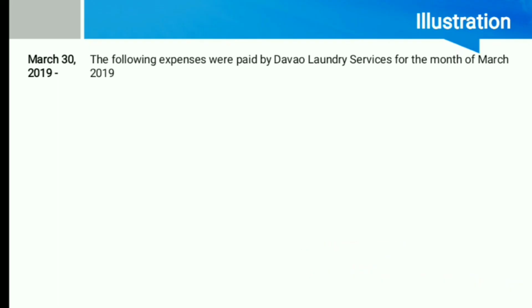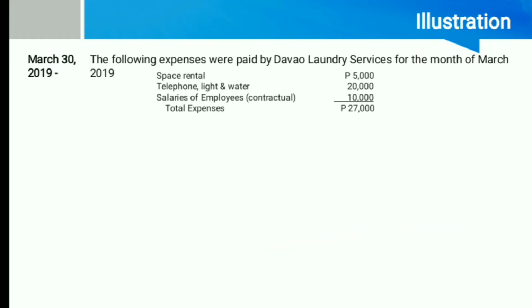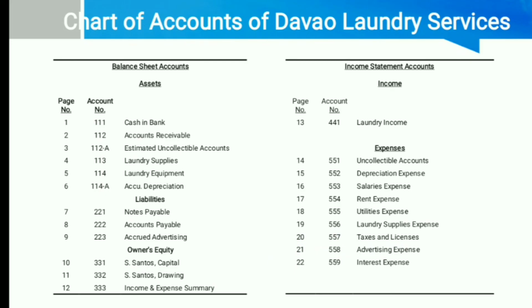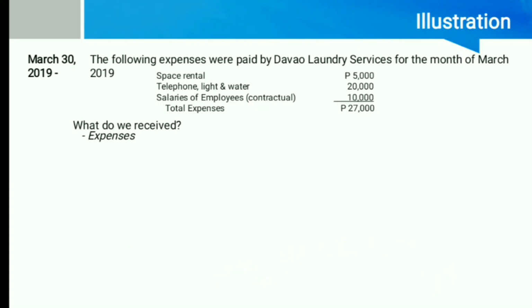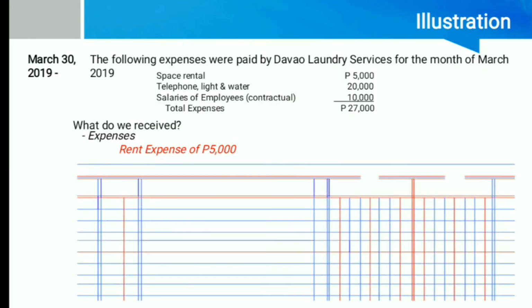Next, still on March 30, 2019. The following expenses were paid by Davao Laundry Services for the month of March 2019. Space rental 5,000 pesos, telephone, light and water 20,000 pesos, salaries of employees contractual 10,000 pesos, for a total expenses of 27,000 pesos. So what do we receive in this transaction? We received various expenses. First, we have space rental of 5,000 pesos. Here in the chart of accounts, the appropriate account title to describe the space rental would be rent expense. So we have here our debit entry, rent expense of 5,000 pesos. So we're going to write it in the general journal.